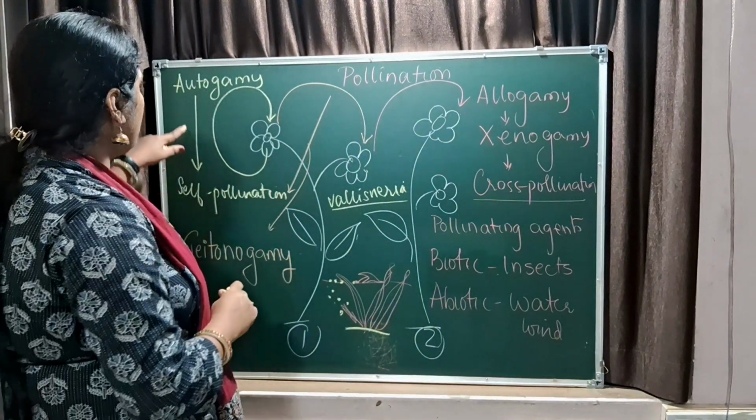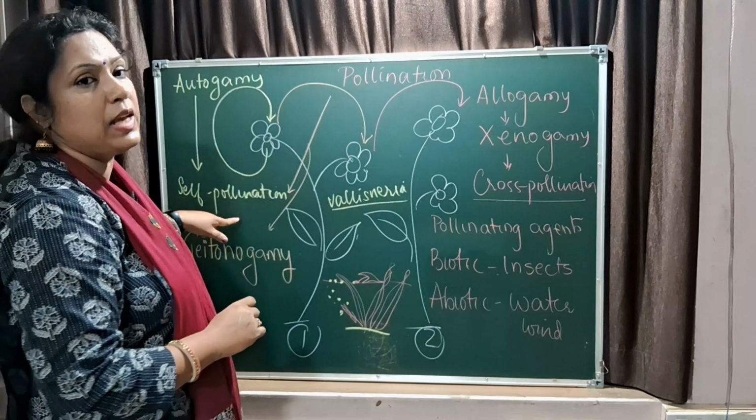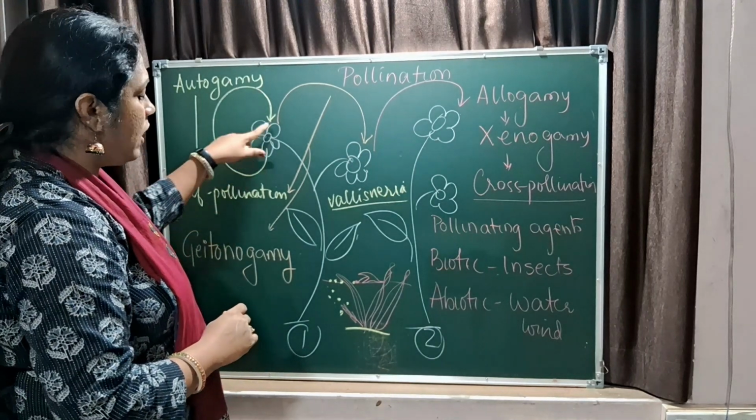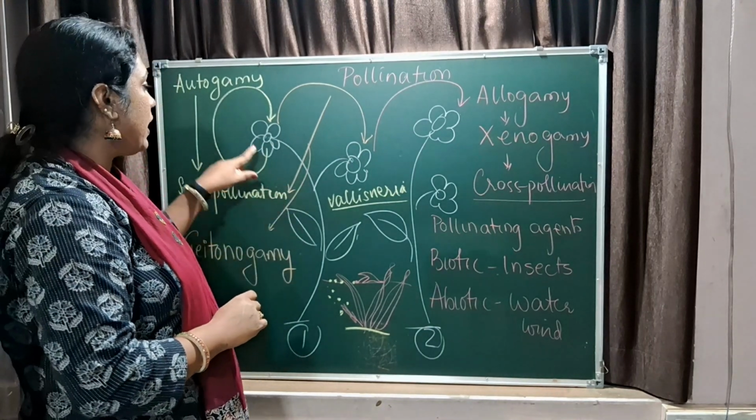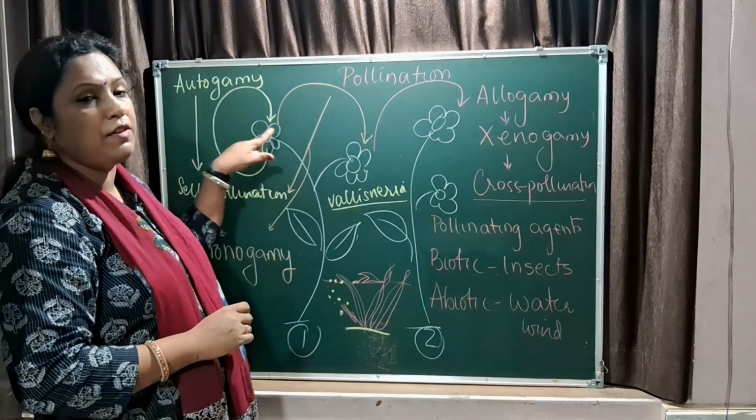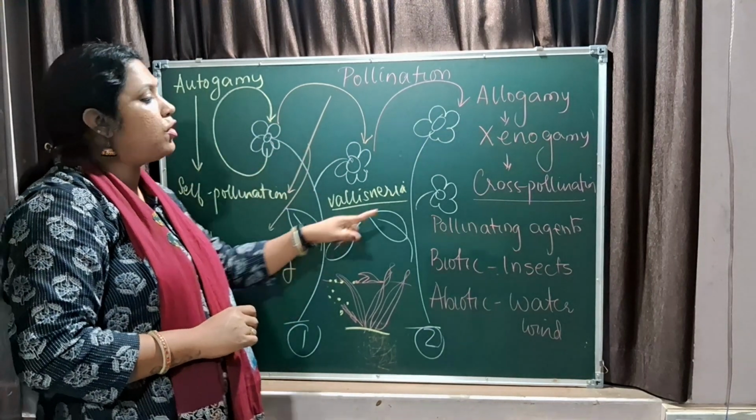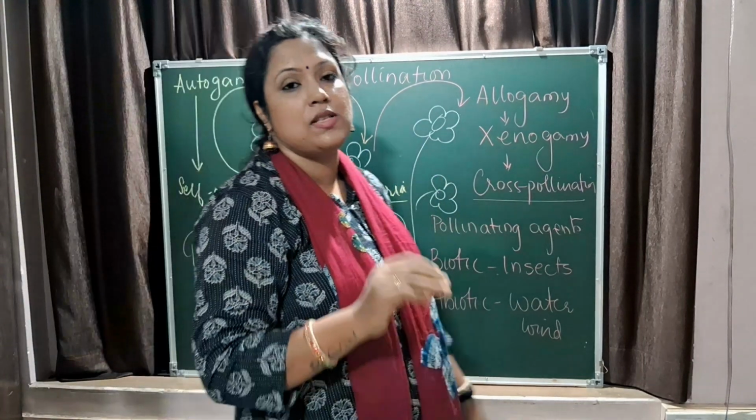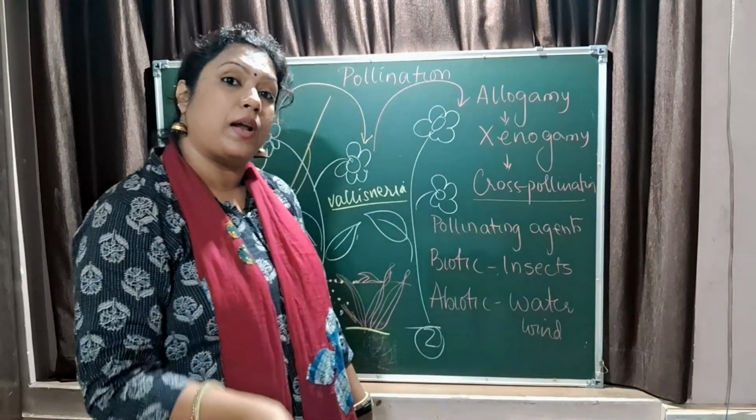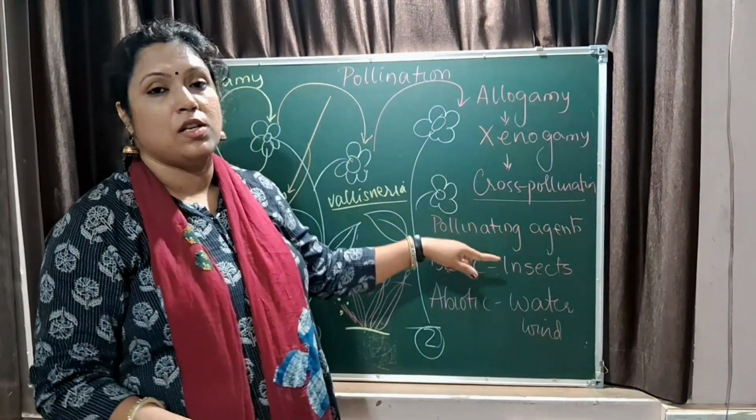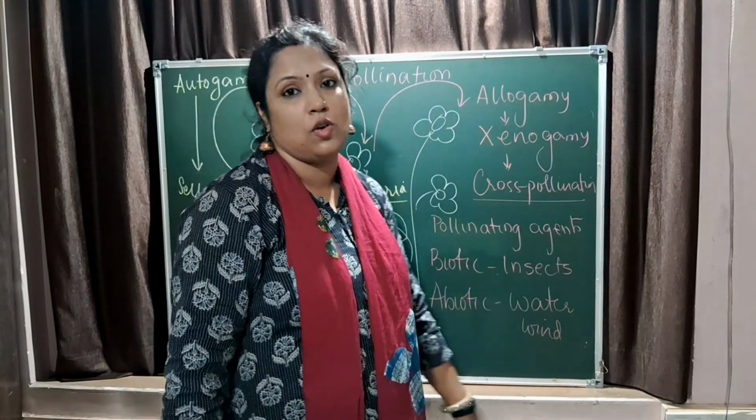You have to know the terms. Autogamy and Geitonogamy are the types of self-pollination, where you have the same plant, but the flower can be the same flower or a different flower on the same plant. For cross-pollination, the flower has to be of the same species but of a different plant. So that is cross-pollination, also called allogamy and xenogamy.